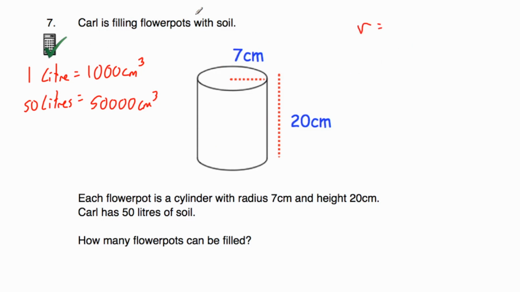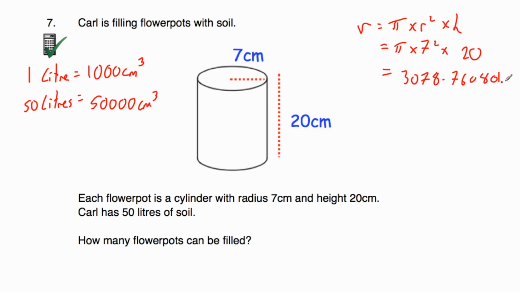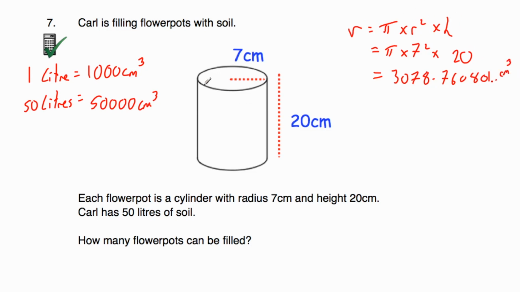So the volume, and it's a calculator question, is equal to pi times the radius squared times the height. So the area of the circle times the height. So we're going to do pi times the radius of the circle, which is 7, so 7 squared, multiplied by the height of the cylinder, which is 20. If we do pi times 7 squared times 20, that will give us the volume of one of our flower pots, and that's equal to 3,078.760801 and so on centimetres cubed. So that means that each flower pot holds 3,078.76 and so on centimetres cubed of soil.